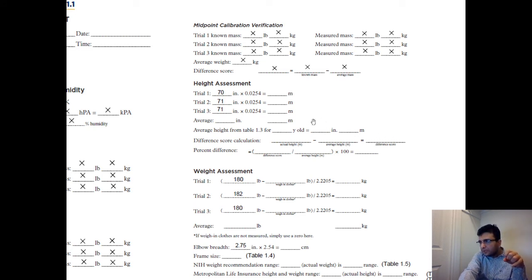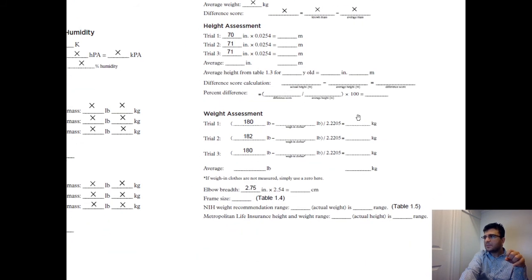You put this difference value here, and for the average height, you put the average height you get from table 1.3. It's not your height, it is the average height from the table. Then just get the percentage by multiplying it by 100.